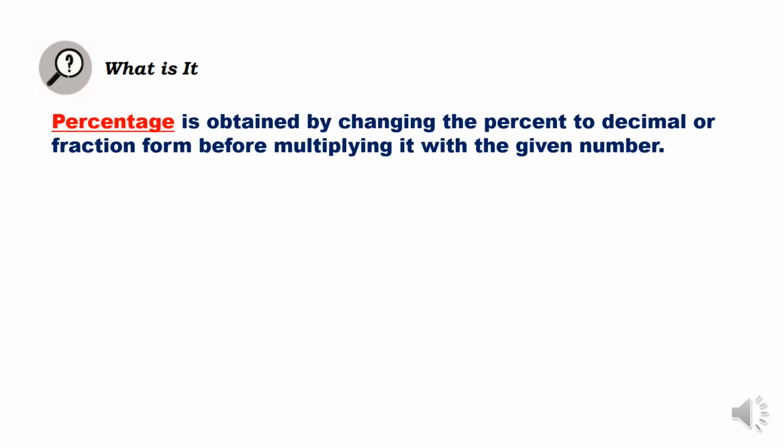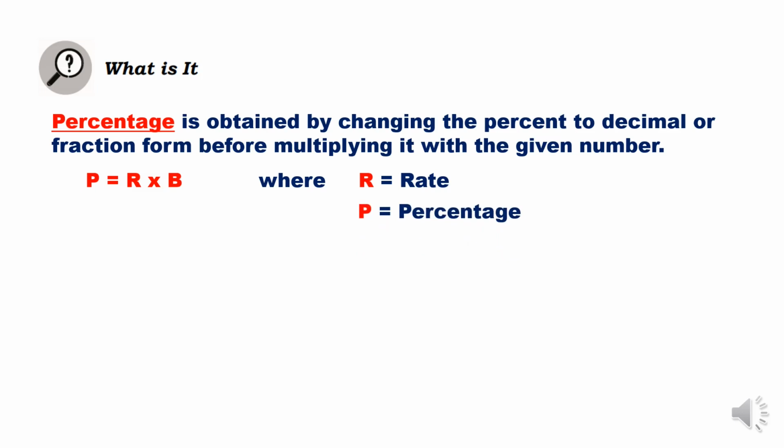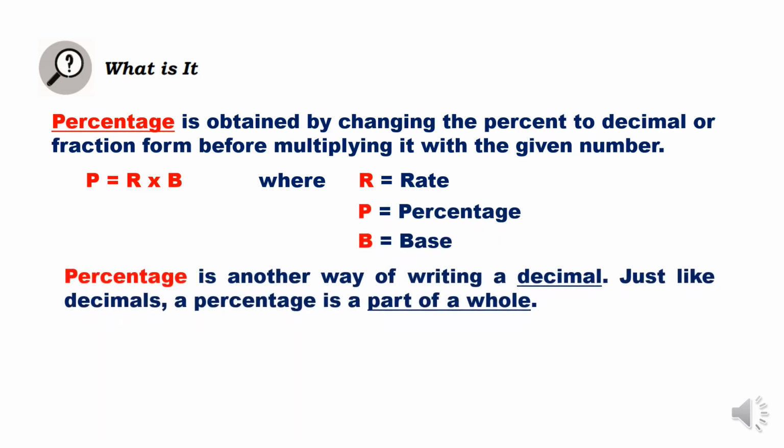Percentage is obtained by changing the percent to decimal or fraction form before multiplying it with a given number. The formula for this is P equals R times B, where R is rate, P is percentage, and B is base.